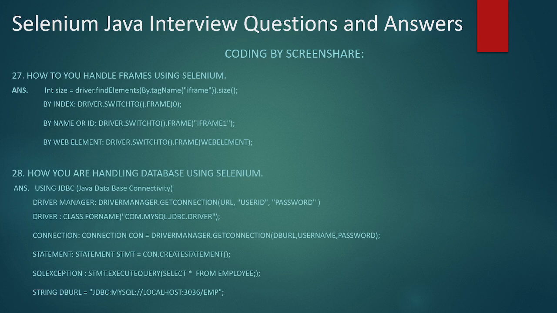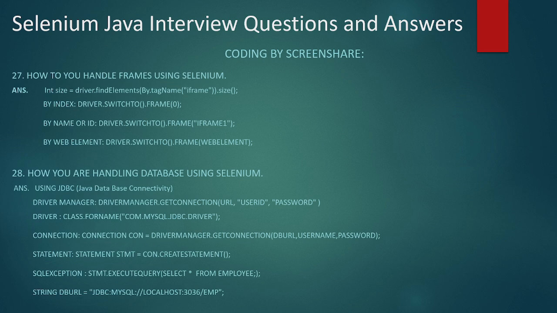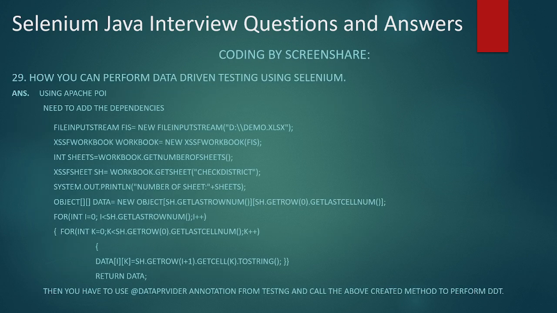Then go for the URL, the JDBC MySQL or SQL URL, whatever you have, which you get from your IT team, guys. Then go for your particular query, and check whether the record is present or not. After all these things, guys, you have to close the connections. So this is the syntax for JDBC connections for database testing.